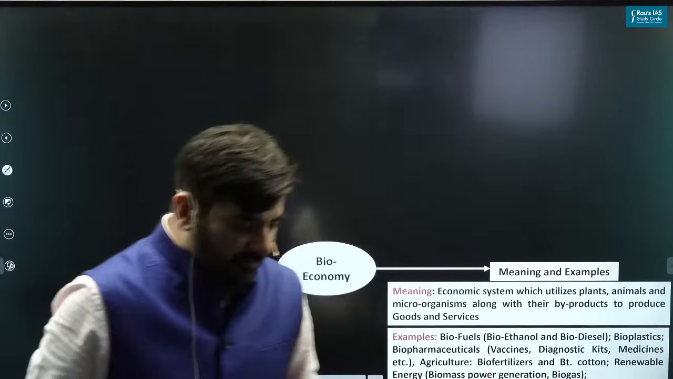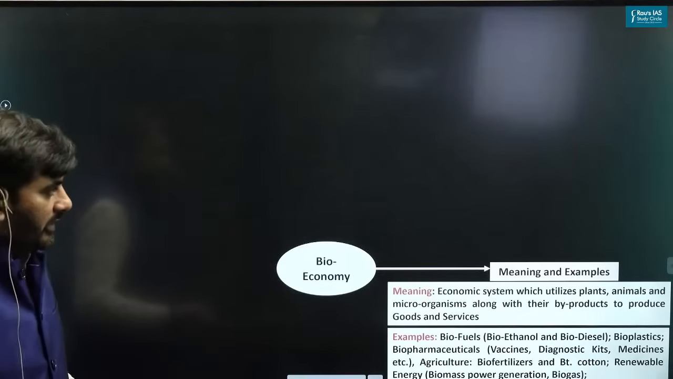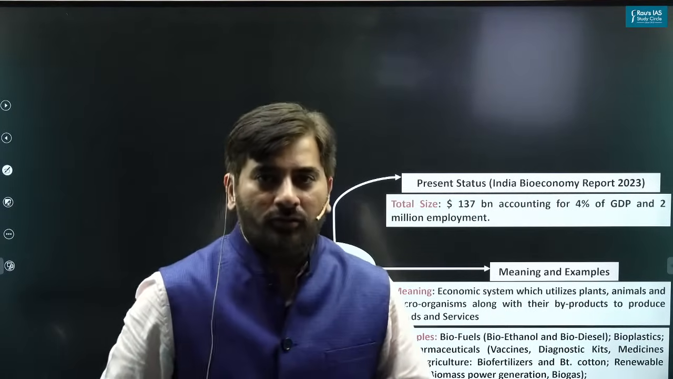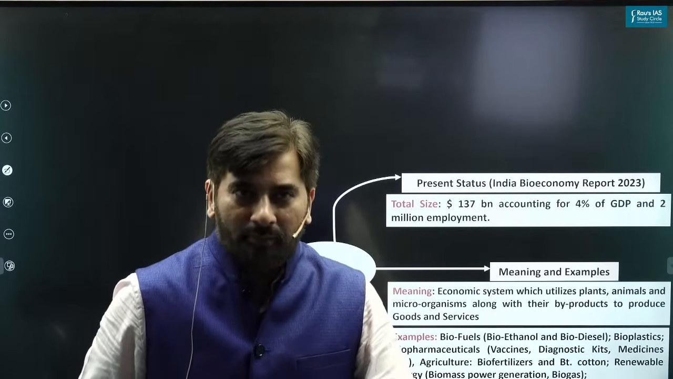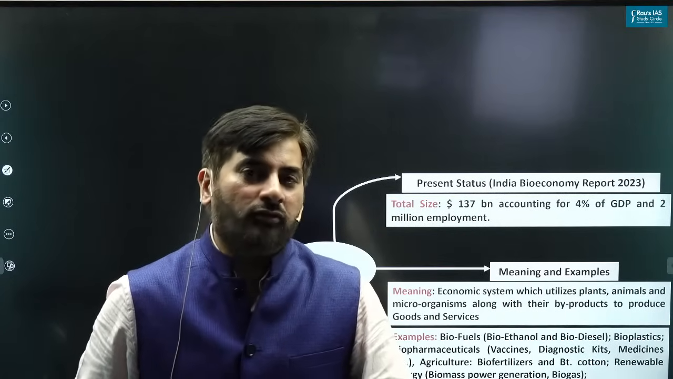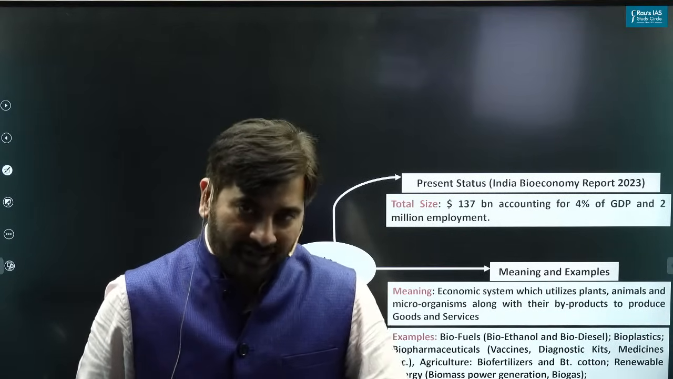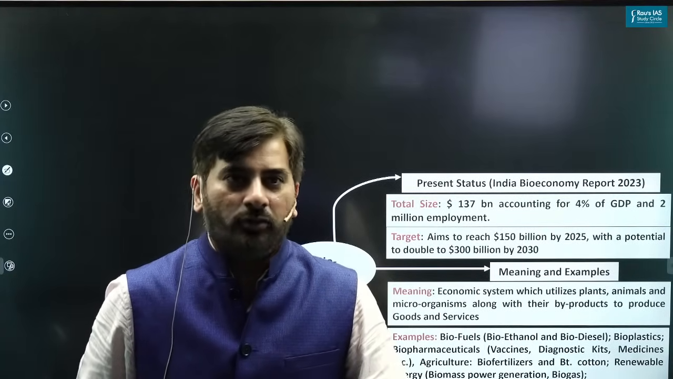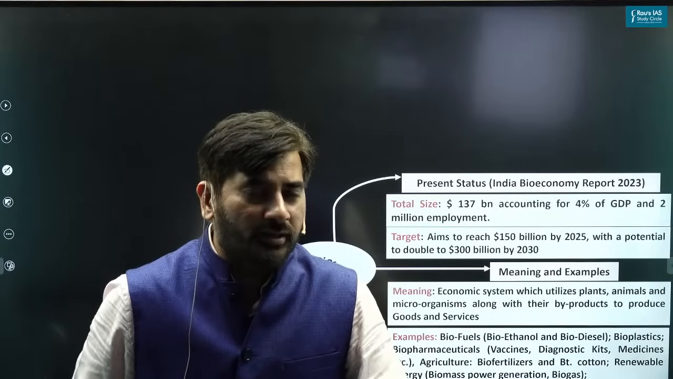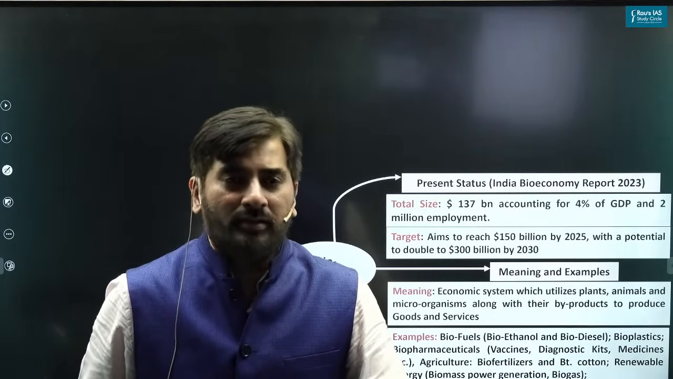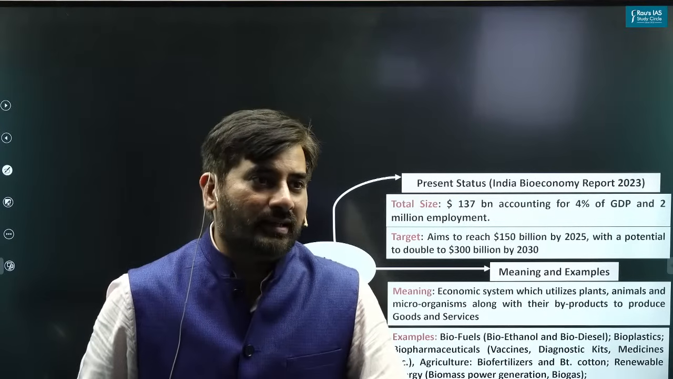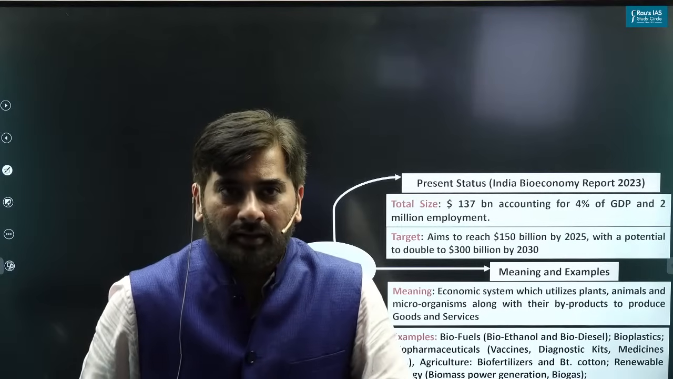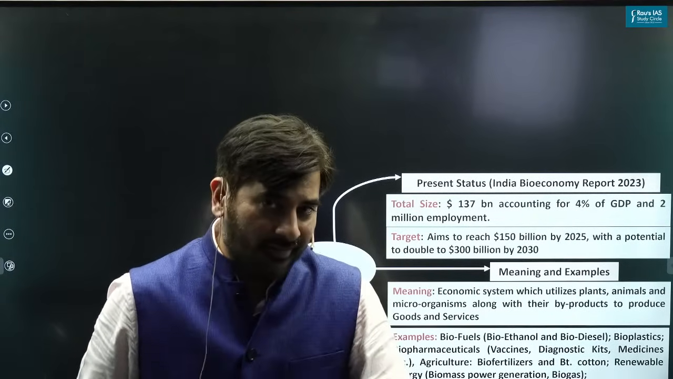If you see the present status of bioeconomy, our bioeconomy has increased to $137 billion, accounting for 4% of India's GDP. And our target is to reach $150 billion by 2025, which hopefully will soon be reached. And our next target is to make it $300 billion by 2030. This is the present status as highlighted by the India Bioeconomy Report 2023.